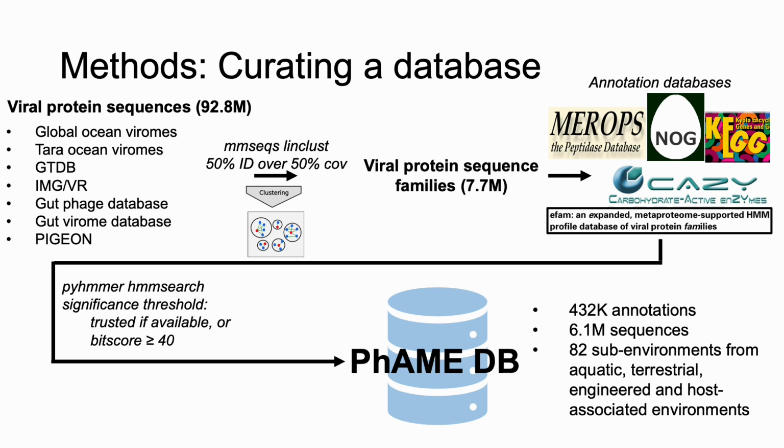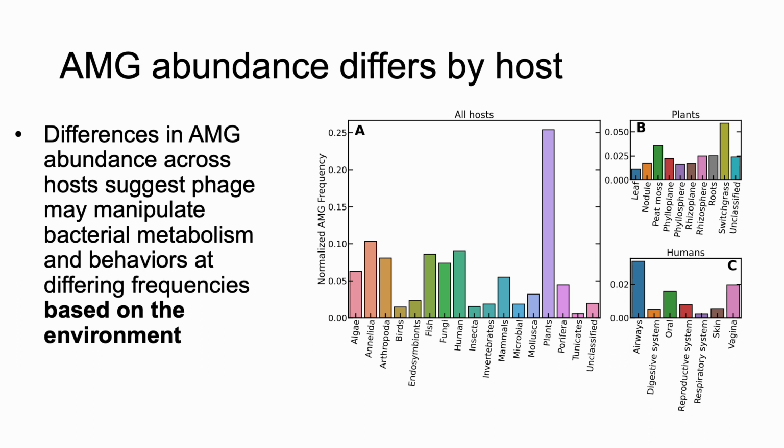When bundled with all this metadata, PhAME-DB encompasses over 82 sub-environments grouped into 4 broad categories of aquatic, terrestrial, engineered, and host-associated environments. Given that this data contains a massive amount of information and was specifically designed to facilitate large-scale studies about AMGs, I just want to give you the sense of one type of analysis that could be performed. So to do that, I'm going to zoom into AMGs that were detected in bacterial viruses that live in or near a macroscopic host. So what we're looking at on the right here are 3 charts that are showing the normalized AMG abundance across different host microbiomes.